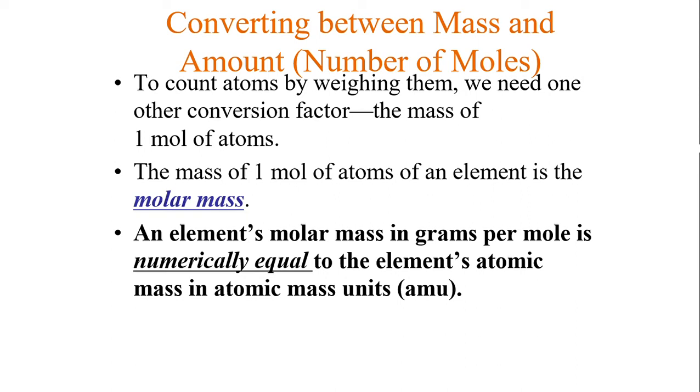What's significant about it is that the molar mass of an element in grams per mole is numerically equal to the element's atomic mass in atomic mass units. So different units, AMUs for an atom, grams per mole for a mole of atoms of that same element. But the number itself is the same.